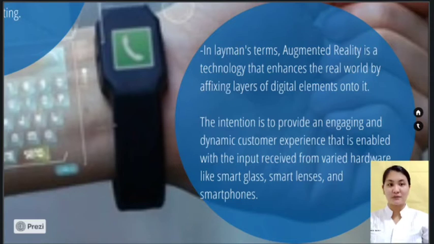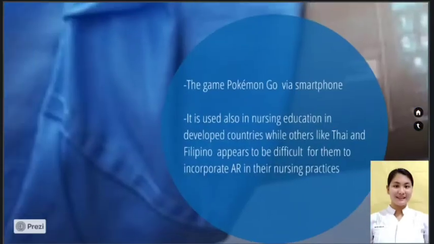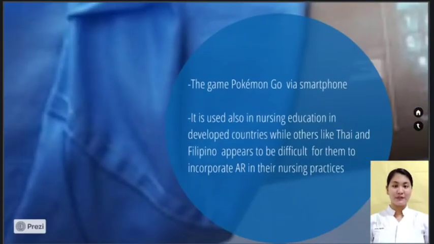The intention is to provide an engaging and dynamic customer experience that is enabled with the input received from varied hardware like smart glasses, smart lenses, and smartphones. All in all, augmented reality is a virtual reality experience in which physical objects are enhanced by computer-generated visual perceptions. The game Pokemon Go via smartphone is an example of augmented reality.